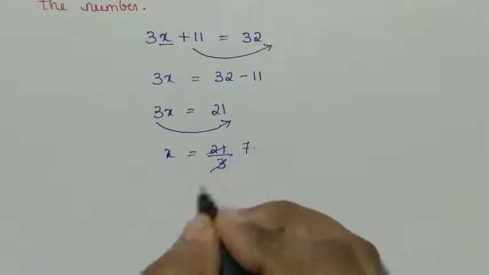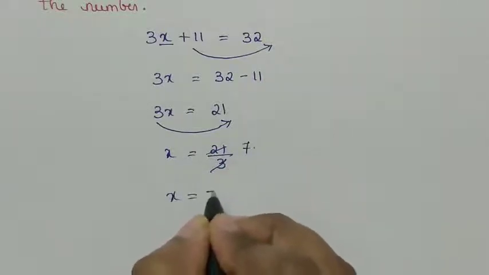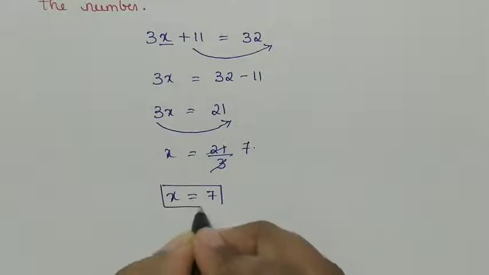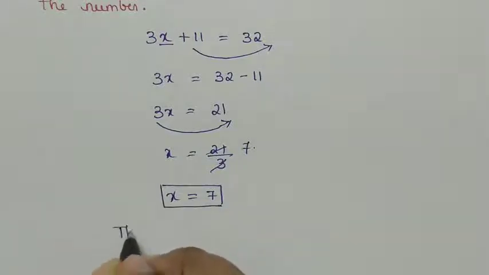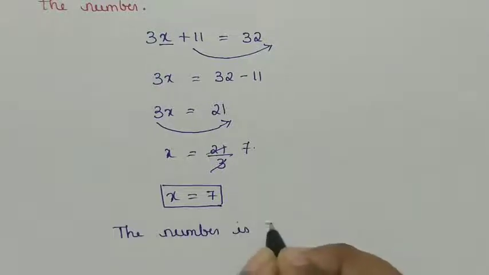3 7 times. Therefore, x equal to 7. The number is 7.